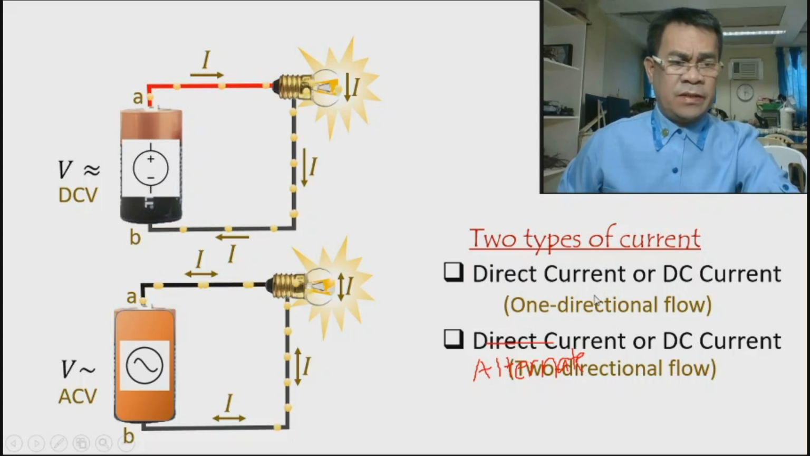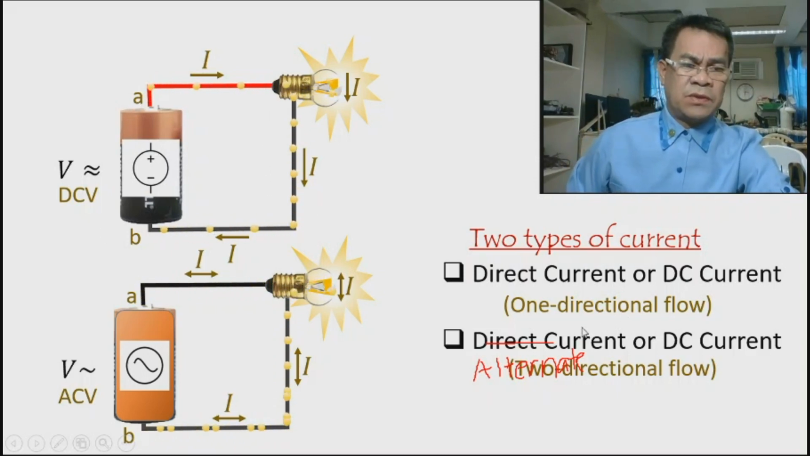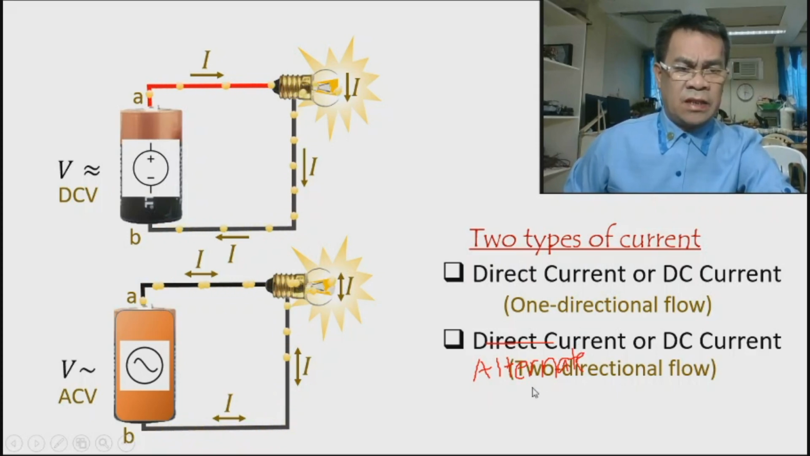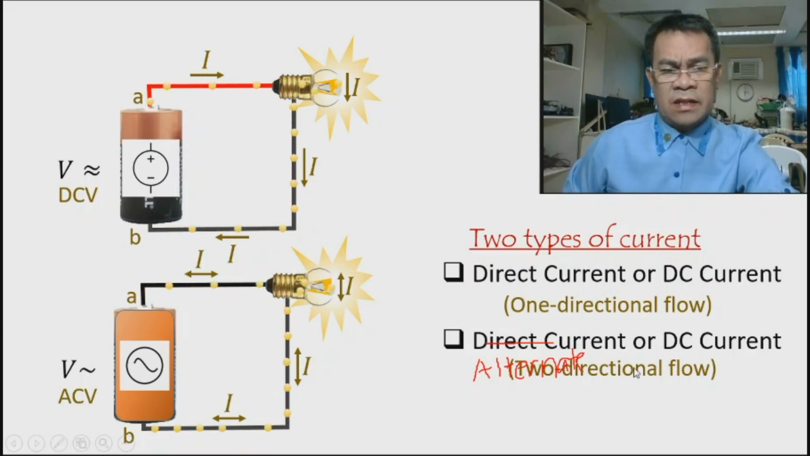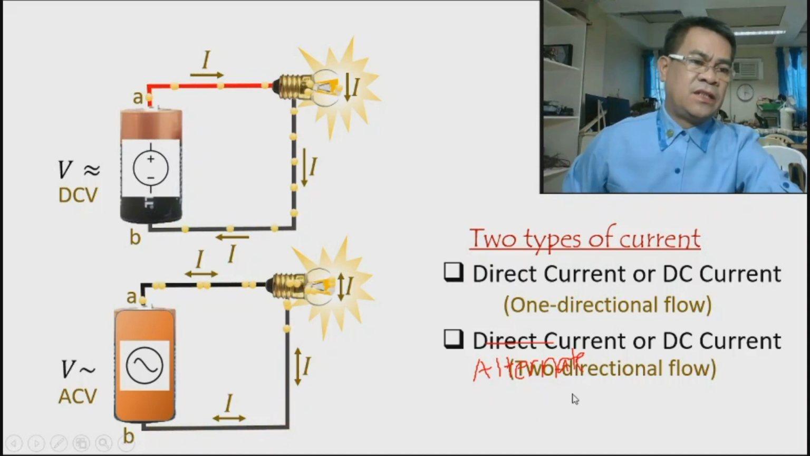So again, in short, in DC we have only one directional flow, and the current is from high to low. Take note, in our study we will not use the electrons that travel. We will use the current that flows from high to low, from positive towards the negative. There are two types: the direct current and the alternate current. So this is now AC. Change this to AC current.